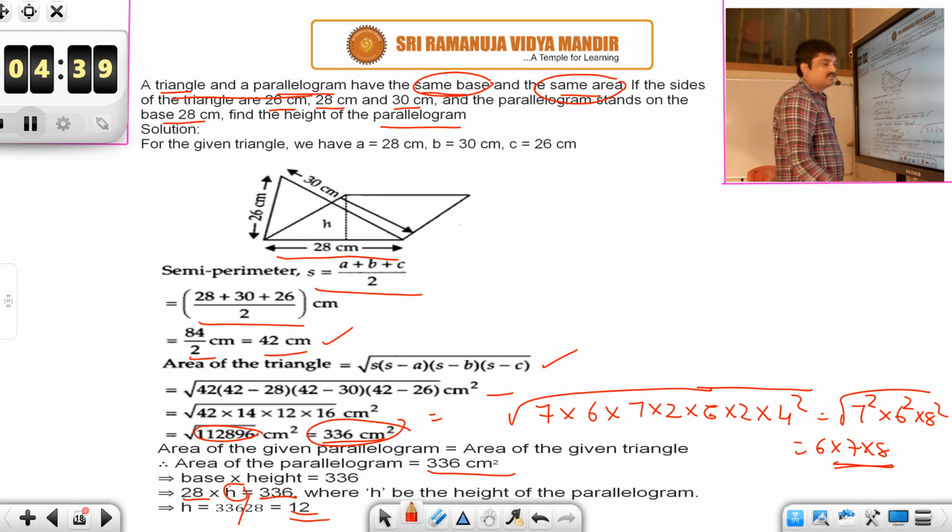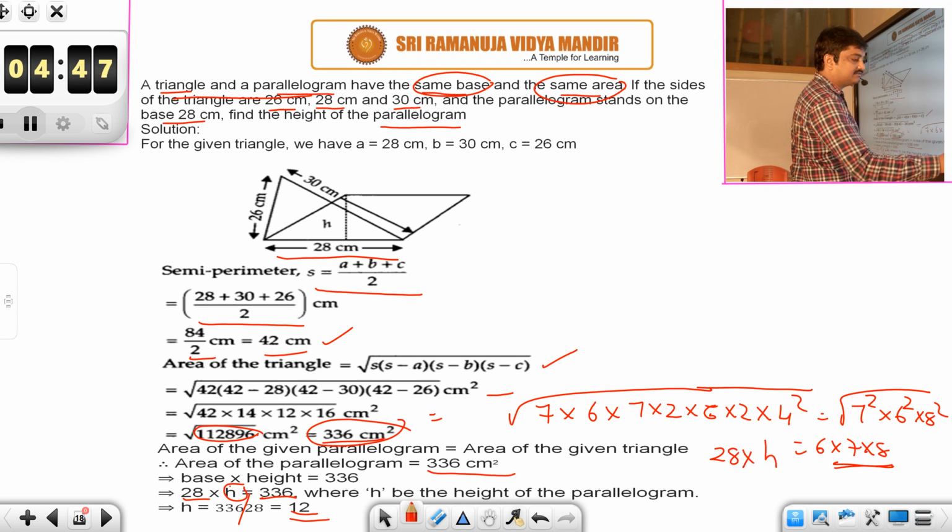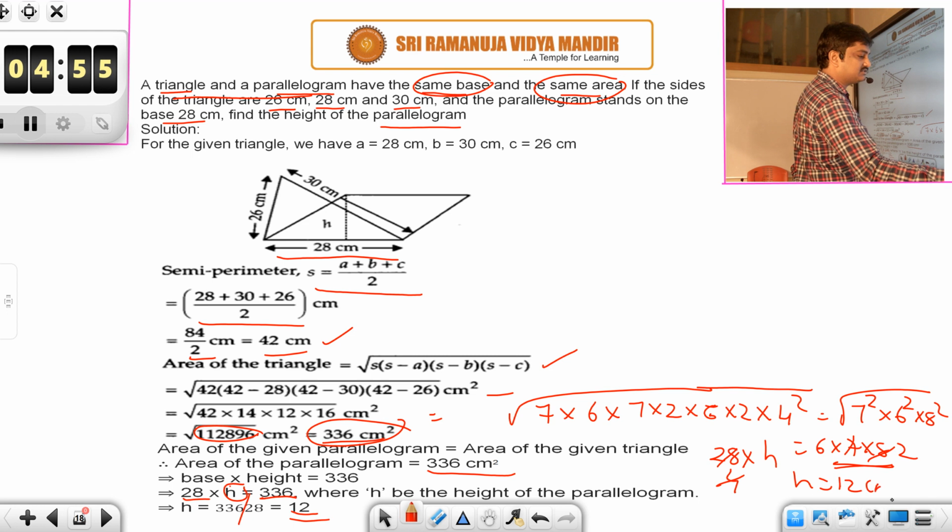So the area of the parallelogram is the same as the area of the triangle. The area of a parallelogram is base into height, so you need to find the height. 7 fours are 28, 4 twos are 8. So you will get the height as 12 centimeters.